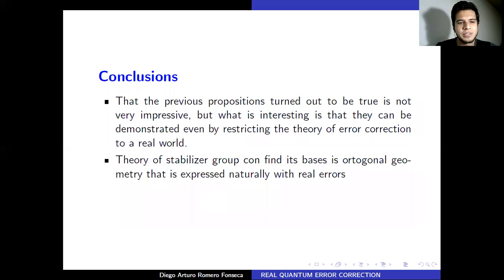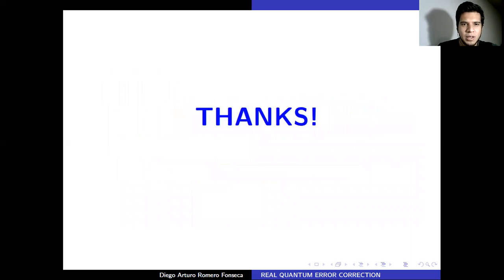So as a conclusion of this little talk, we see that if we restrict to the real errors, we do not need the complex numbers to correct them. And we can conclude too that the theory of stabilizer groups can find its basis in orthogonal geometry, which is expressed naturally with real errors. So that was everything that I wanted to talk with you.